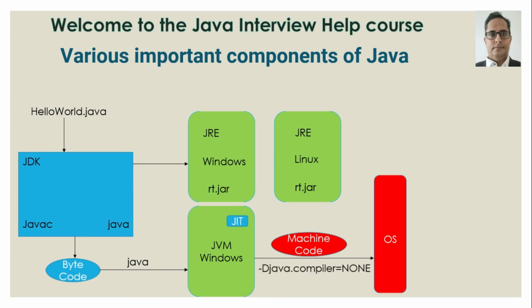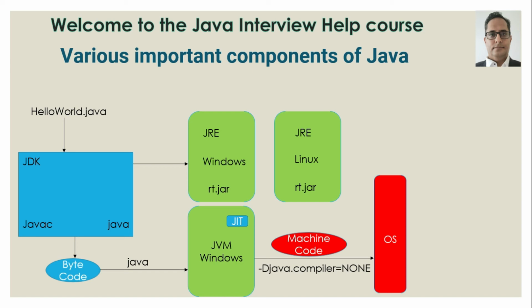JIT, which stands for just in time, is another important component which is a part of the JVM that will interpret the code to the underlying operating system in an optimized fashion. It knows much more details about the operating system, and it converts the bytecode a little bit at a time by default.